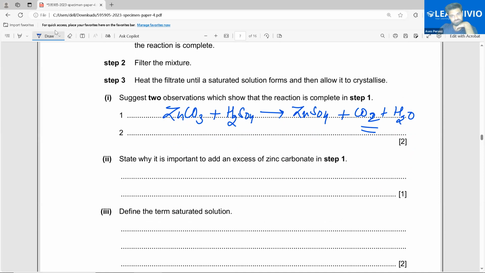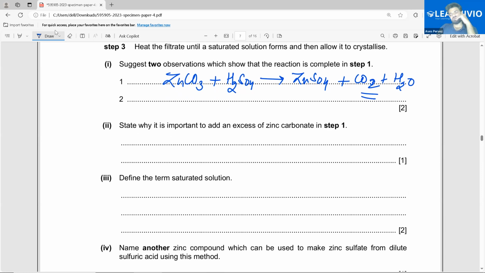State why it is important to add excess of zinc carbonate in step 1. Because the reaction is highly exothermic. No, in order to proceed it further. So that the reaction will start at a faster rate, we can say, to speed up the process.